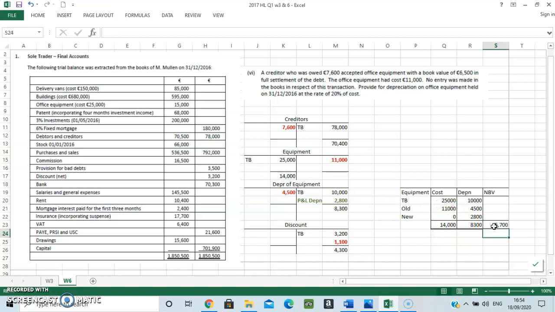The reason I'm showing you this here is to point out that this process that we do when we depreciate delivery vans could just as easily be done in T accounts as well, and this is an example of how it can be done in T accounts. You don't need to do it both ways, you do it whichever way you find comfortable. That's that one done, thank you.